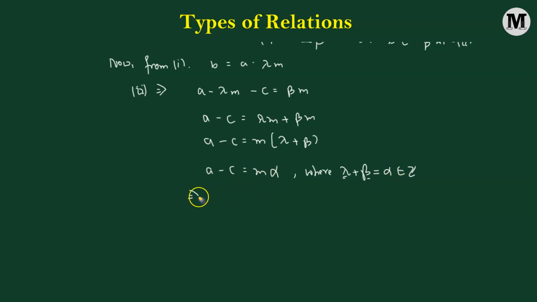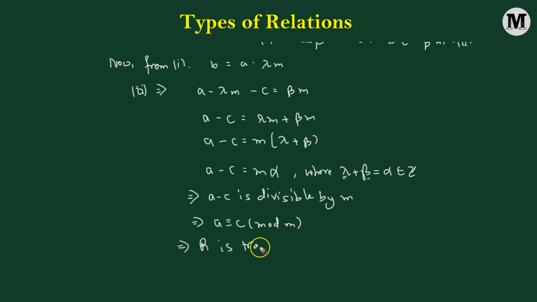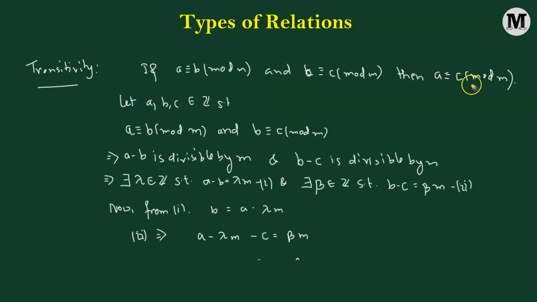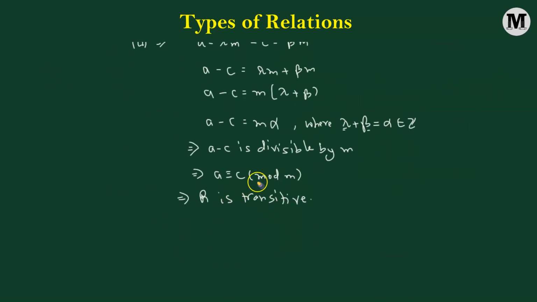What does it tell us? This is simply telling us that A minus C is divisible by M. If it is divisible by M, this falls into the definition of congruence modulo M. That means A is congruent to C modulo M. Then this simply tells us that R is transitive, because that's what we needed to show. We needed to show that if A is congruent to B modulo M and B is congruent to C modulo M, then it must be true that A is congruent to C modulo M. So we have been able to successfully show that as well.